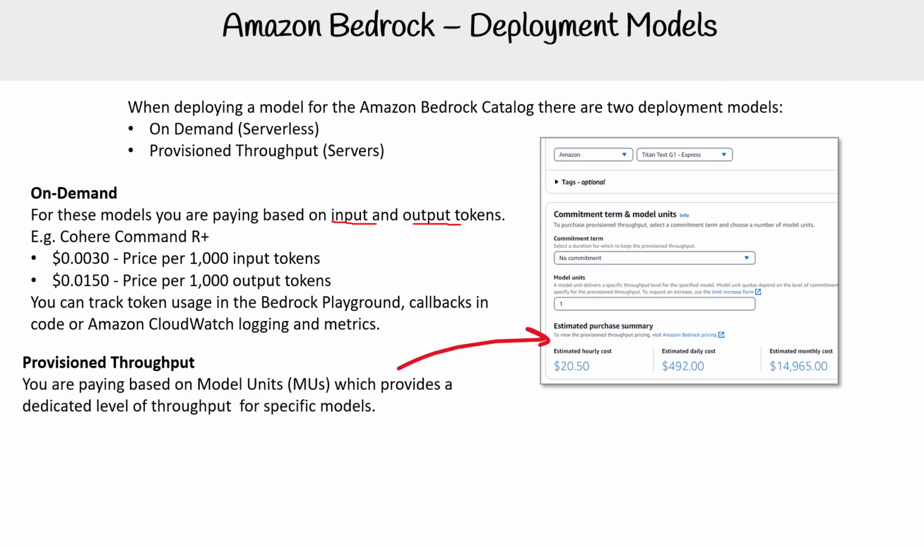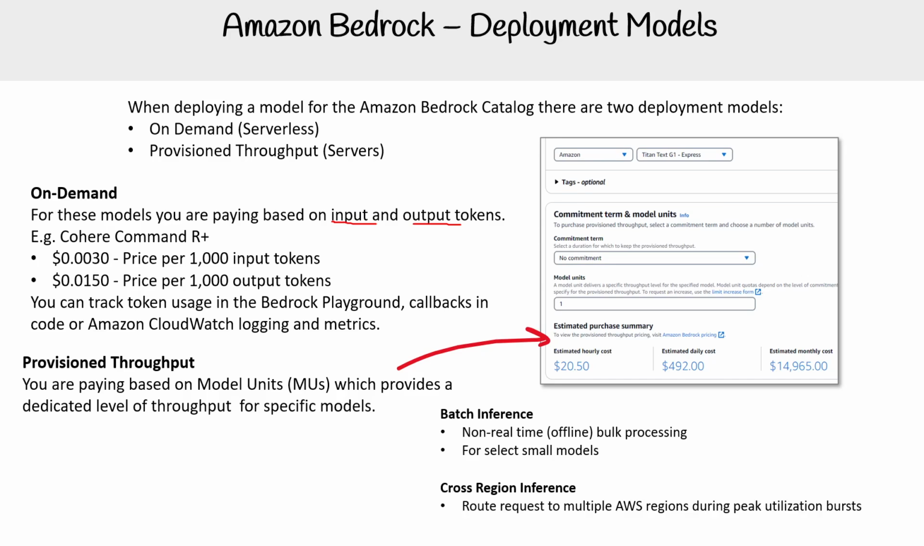There are other things that we can do with deployment. I wouldn't call these deployment models, but they're other ways that you can work with on demand. We have batch inference. This is for non-real time, we could say offline bulk processing. So maybe there's a tiny model that you can utilize and you just want to send it a bunch of stuff and get a bunch of stuff back. This is, again, for select small models, which is very similar to other cloud service providers. Then you have cross-region inference. So route the request to multiple AWS regions during peak utilization bursts.